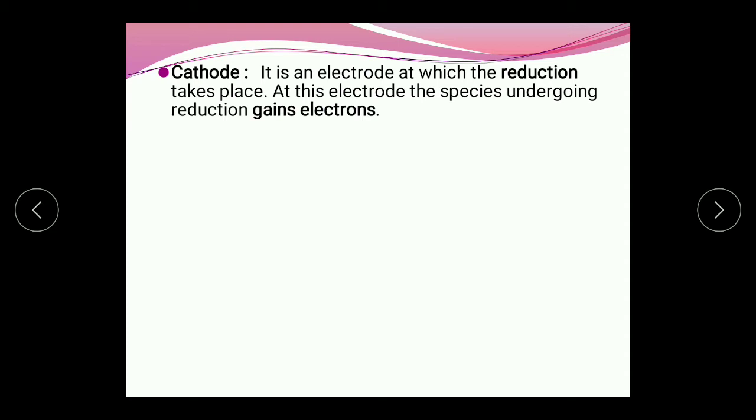In the concept of electron transfer, we say that the species undergoing reduction gains electrons. The one which accepts or gains electrons is said to be reduced. So reduction is gaining of electrons. Now, what is anode then?